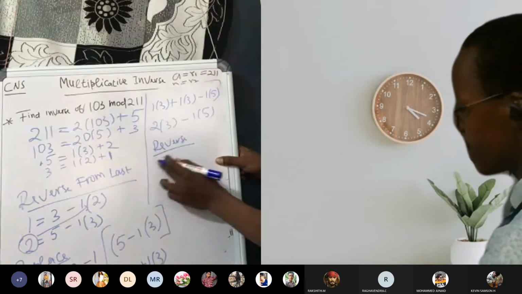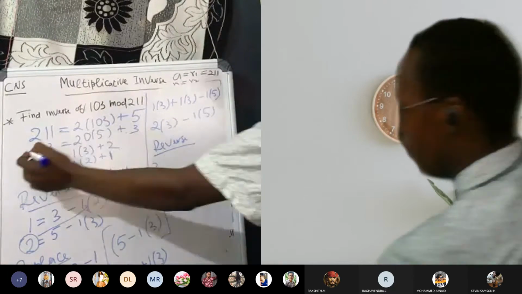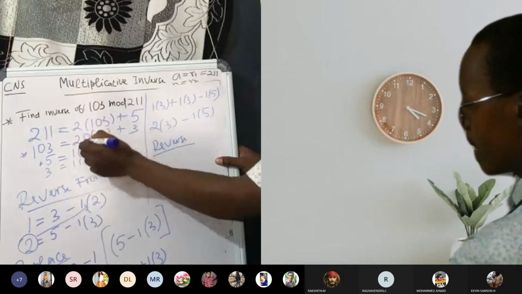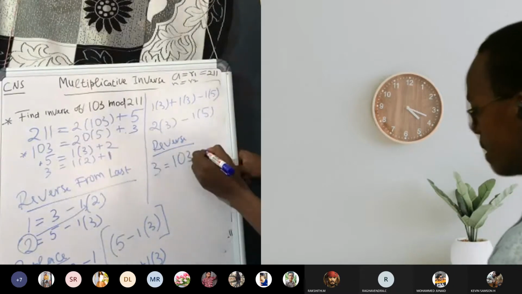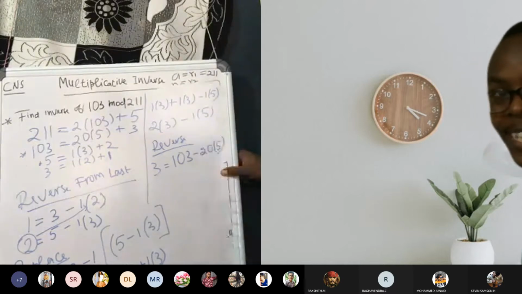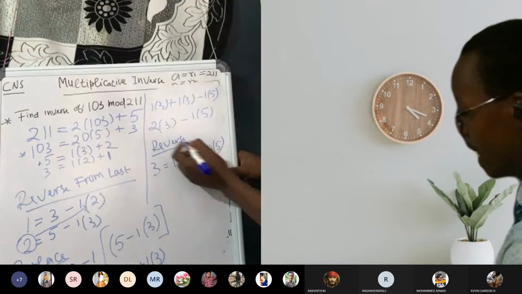Three, let me reverse three. Okay, three, the second one, this one. We come to here. Reverse three is equal to what? Three is equal to 103 minus 20 into five. Correct? 103 minus, okay, 20 into five.